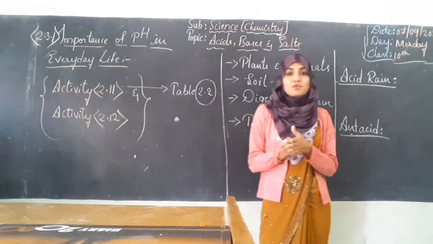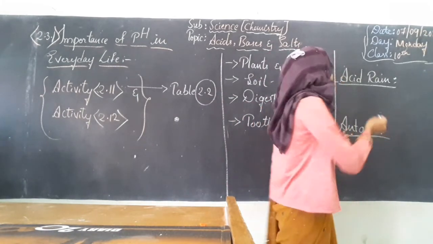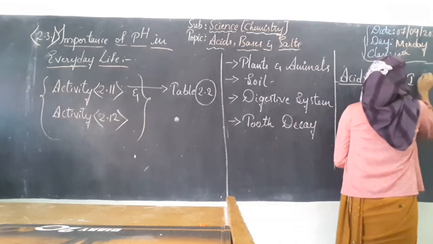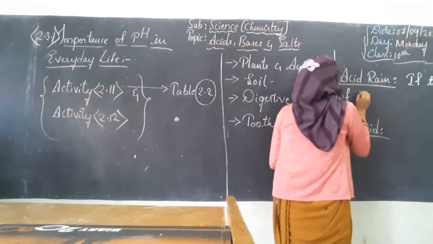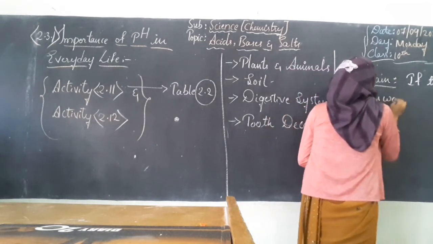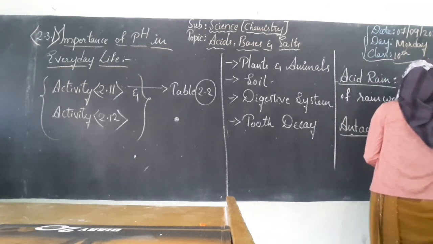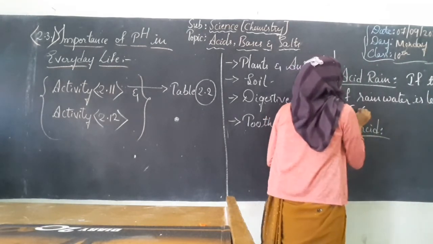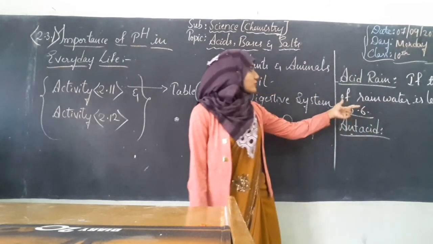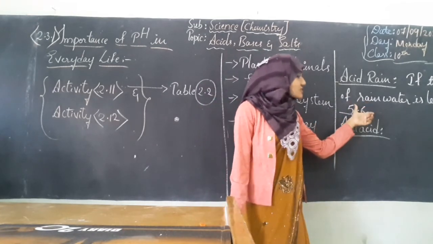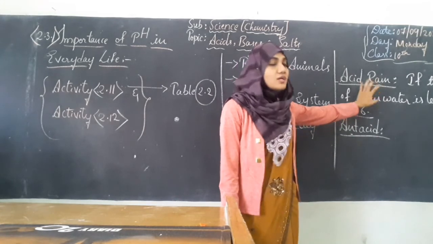If the pH value of the rainwater is less than 5.6, then it will be called acid rain. So it's a very important question which has been repeatedly asked in the previous examinations of your seniors. So you have to keep in mind about the acid rain.